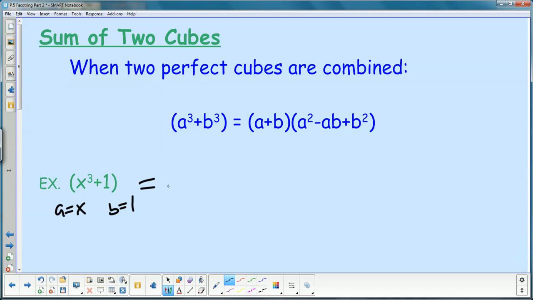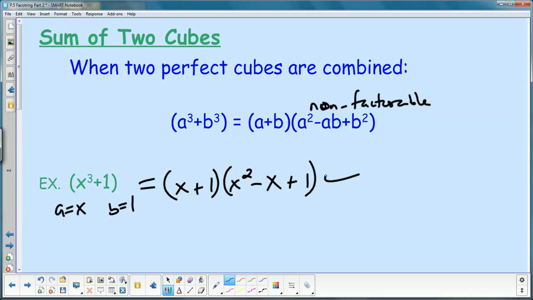So plugging in real quick, plugging in a plus b, that's going to be just x plus 1 times a squared in this case. Simplifies a little bit because we don't have a coefficient for x cubed. That's just going to be x squared minus ab is 1x, so I'm just going to write that as x, plus b squared is 1 squared, which just gives us 1. And again, this same idea, we can say this is non-factorable.